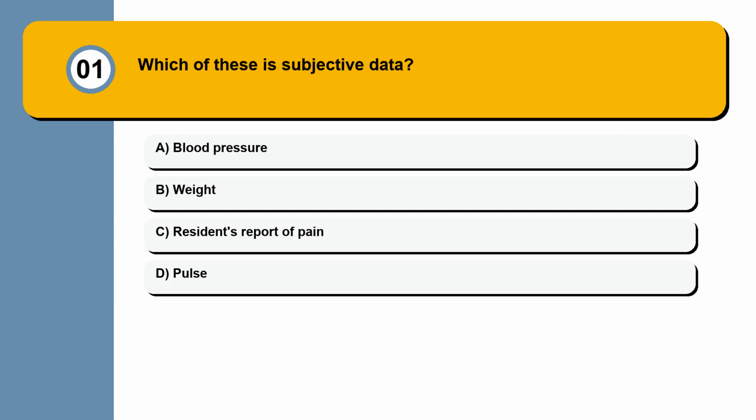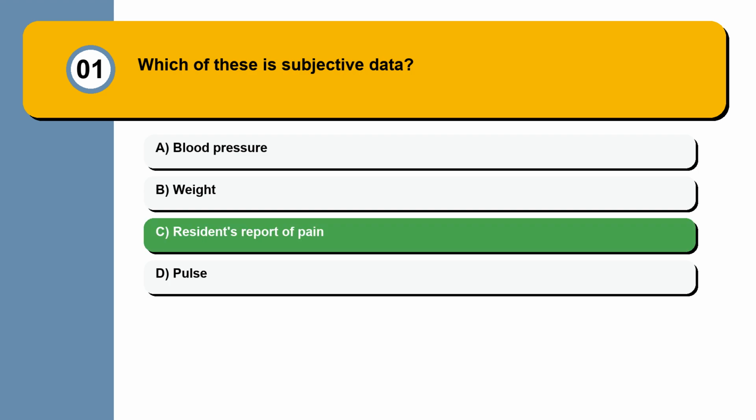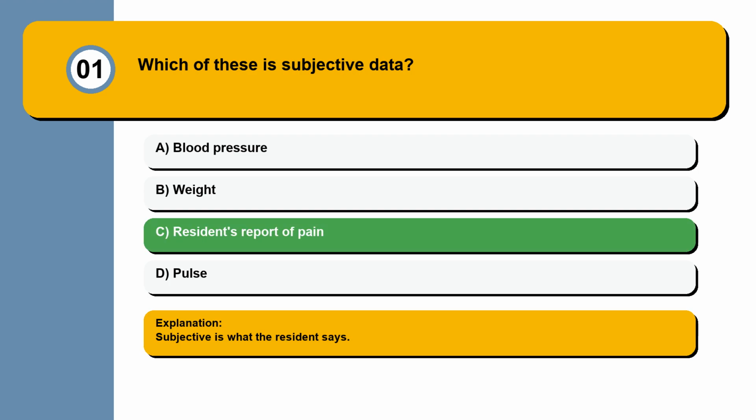Question 1. Which of these is subjective data? Blood pressure. Weight. Resident's report of pain. Pulse. Subjective is what the resident says.